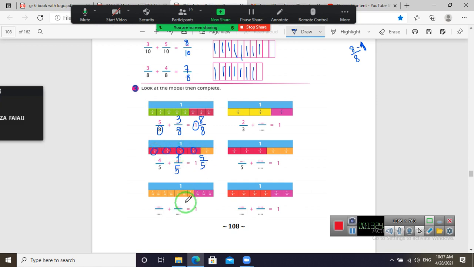And here, look at the figure. 1 over 10, 2 over 10, 3 over 10, 4 over 10, 5 over 10, 6 over 10, 7 over 10. So the whole is here 10 over 10. And in the pink one, how many pink ones? 3 over 10. So here the one is 3 over 3, and you count them from the figure. 1, 2, 3, 4. 4 over 6 plus 2 over 6 gives me 6 over 6, which is the whole, which is 1.